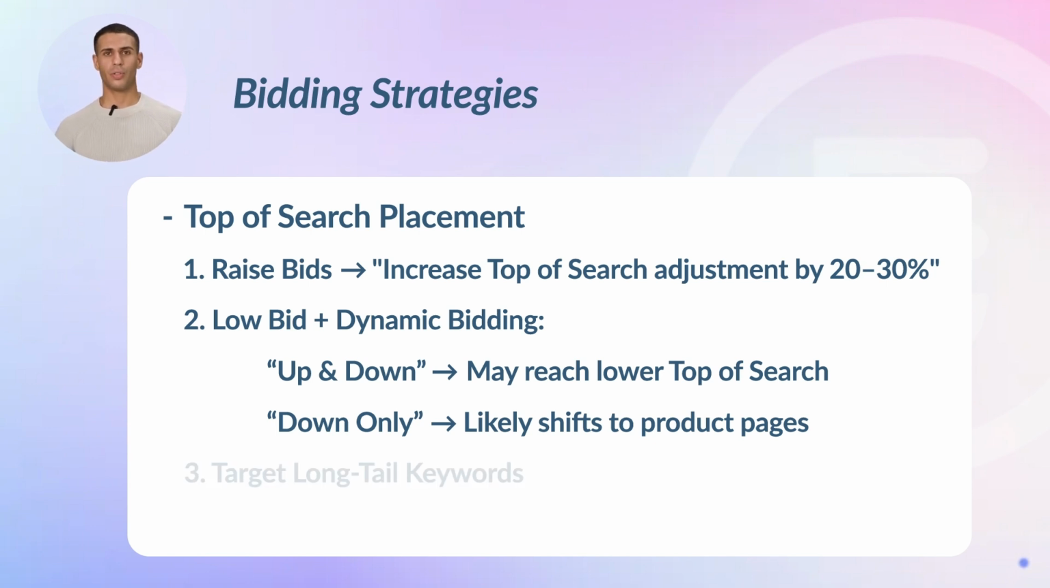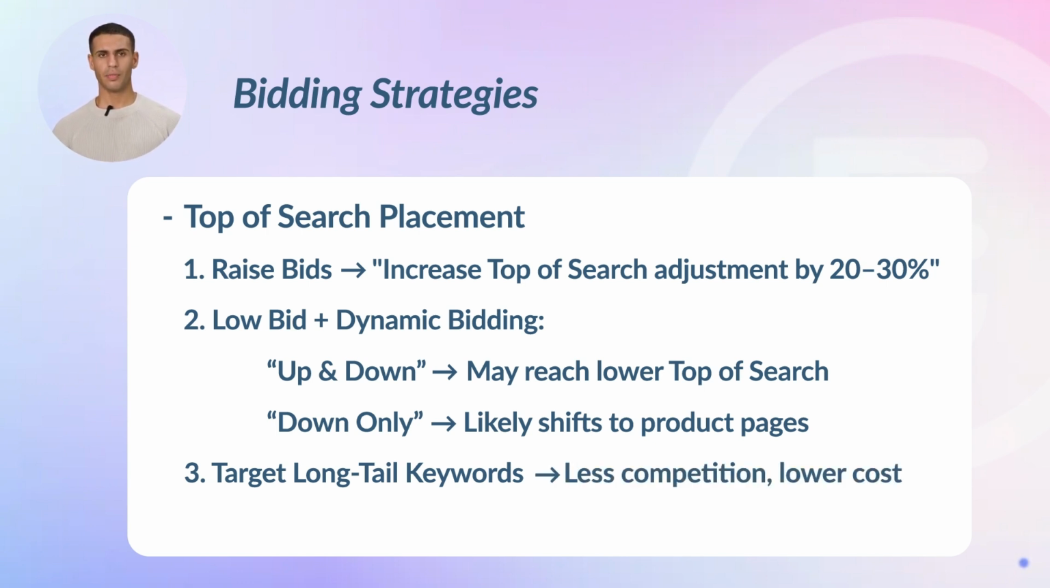Third, consider targeting low competition keywords, specifically long-tail keywords or related ASINs. These keywords are less competitive and offer a higher chance of winning top of search placement without aggressive bidding. This method reduces the risk of wasting budget on highly contested, expensive terms.